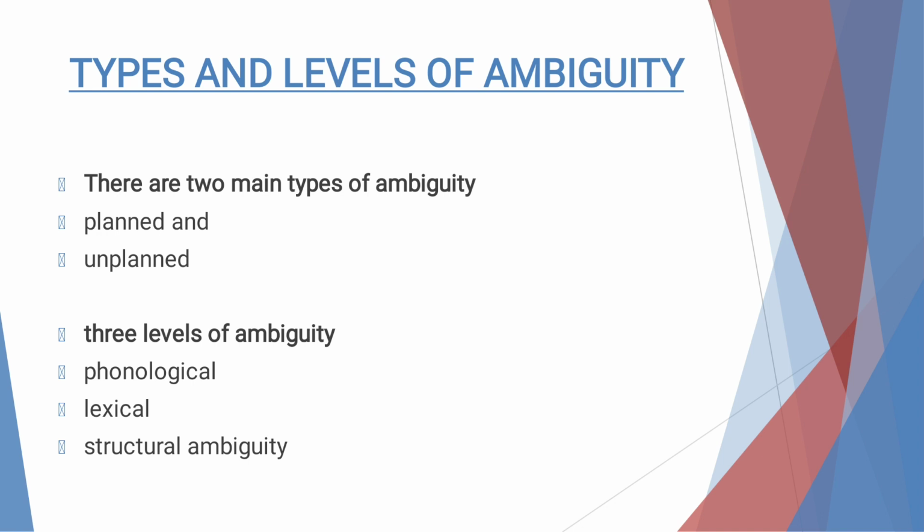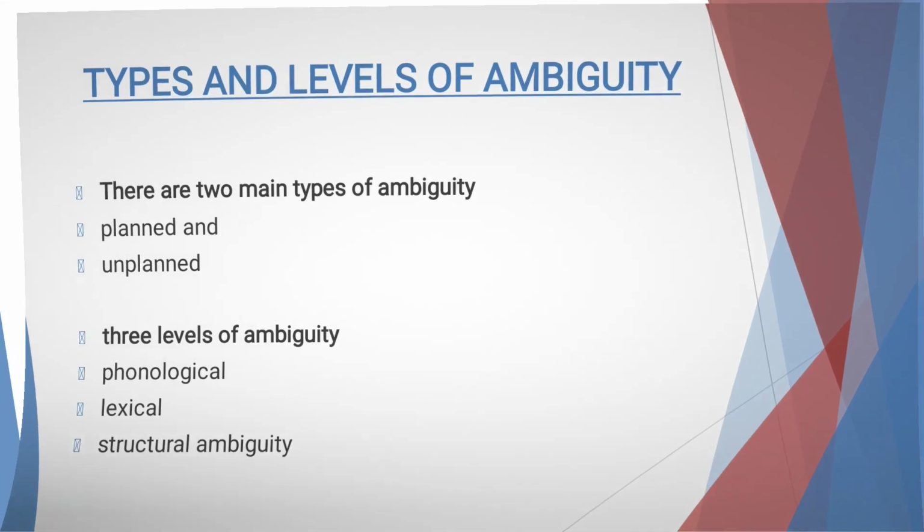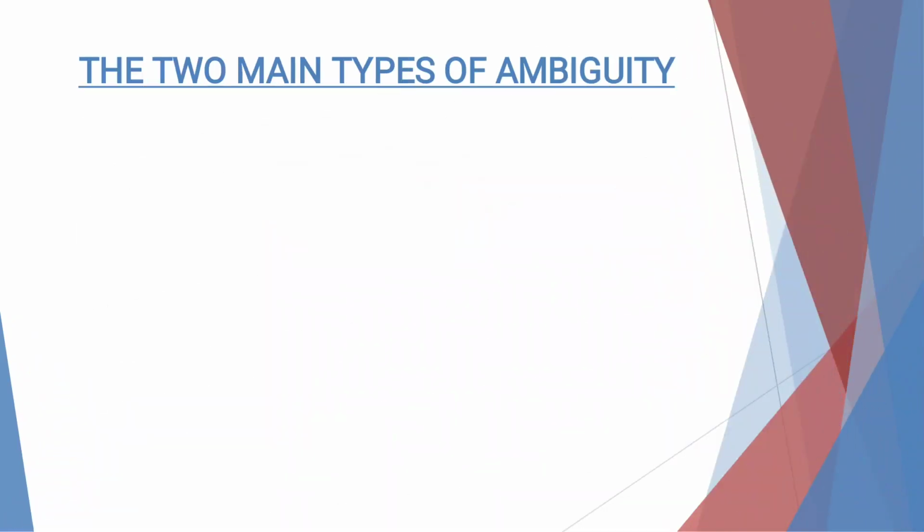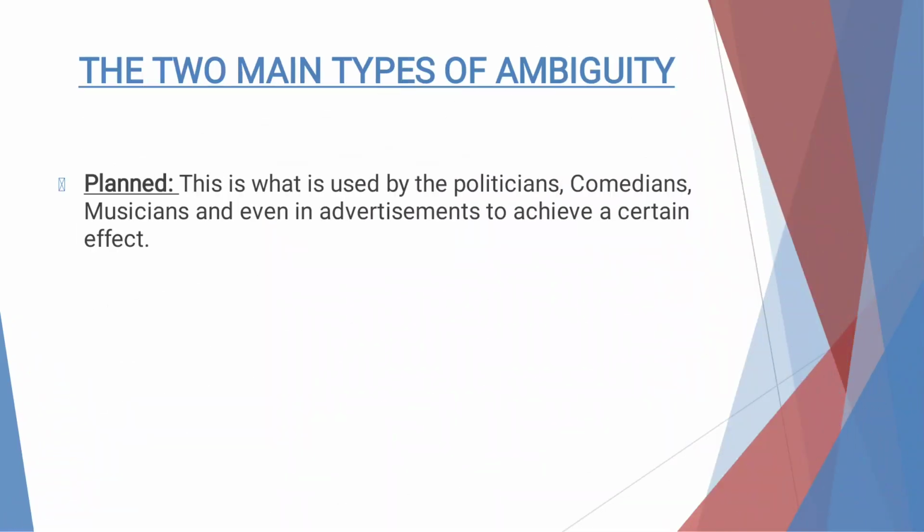Let us quickly take our time and look at these 2 types. The planned ambiguity. This is the type of ambiguity that is mostly used by politicians, comedians, musicians, and even in advertisements to achieve a certain effect. Sometimes in adverts, you will see that they are using some kind of words in one way or the other to lead the listener or the customer's attention towards something.